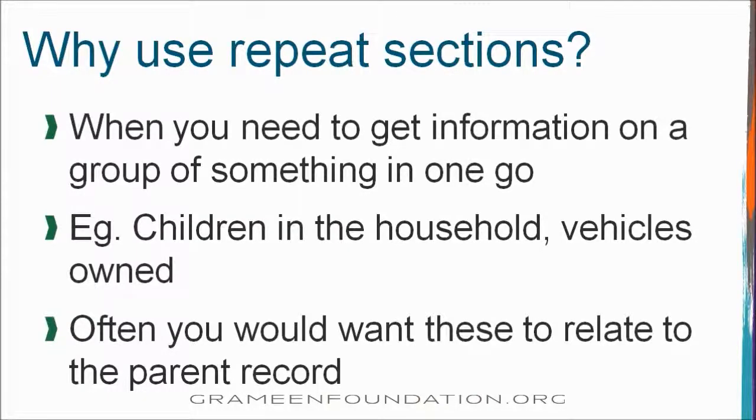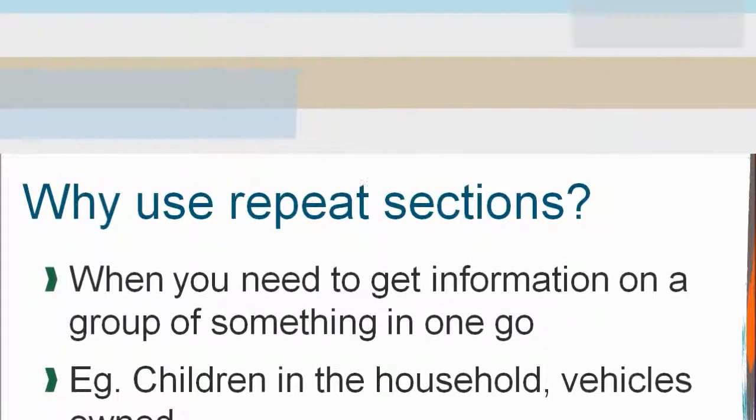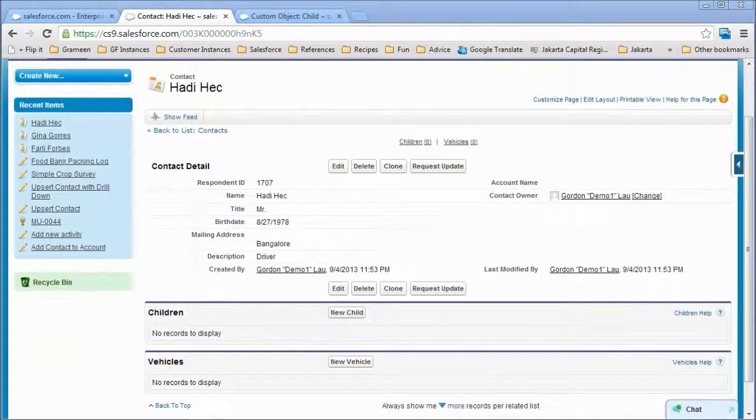Hello, I'm Gordon from TaroWorks and you're watching Using Repeat Sections. Why repeat sections? Well, sometimes you want to get information in a single job run. For example, you're surveying the head of a household and need to record information about their children or about the vehicles they own. In these cases, you often need to relate this info back to the parent record. Let's take a look at this example here.